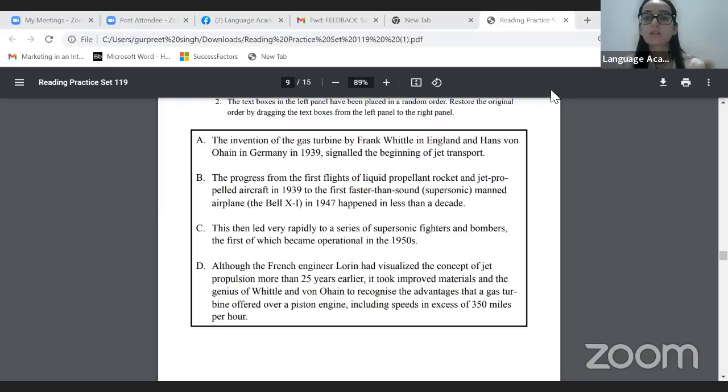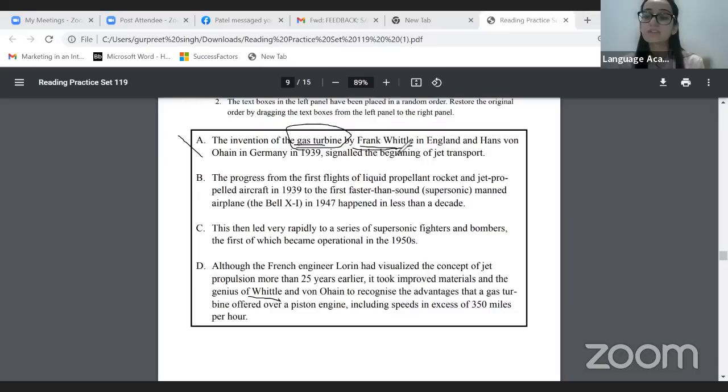This was again a very easy question. I don't know why you're messing it up. Here you have the full name Frank Whittle, and here you have only Whittle, and a lot of you are putting D before A. Open your eyes, guys. The first sentence is A: the invention of gas turbine by Frank Whittle in England and Hans von Ohain in Germany in 1939 signaled the beginning of jet transport. This is your topic. This is where you are introducing what have you invented? What is the topic? Why are we talking about engines and flights and this and that? So the first sentence was the topic, invention of gas turbines by these two people.